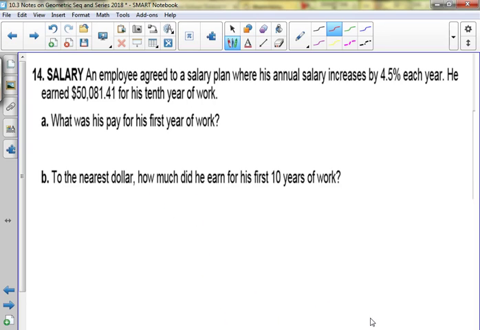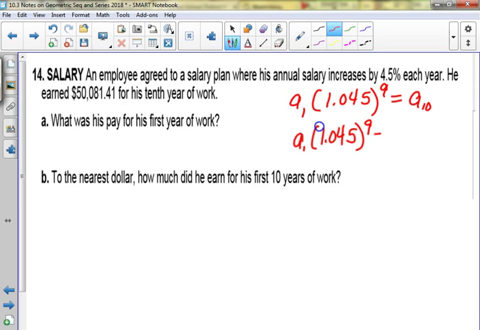All right. Let's finish strong here, guys. An employee agreed to work on a salary where his annual salary increased 4.5% each year. He earned this for his 10th year. What was his first year? Oh, good. So the first year times 1.045, how many times gave him his 10th year? 9 times. Because he only got 9 raises, guys, right? Because he didn't get the 10th term. So we're looking for the first term.